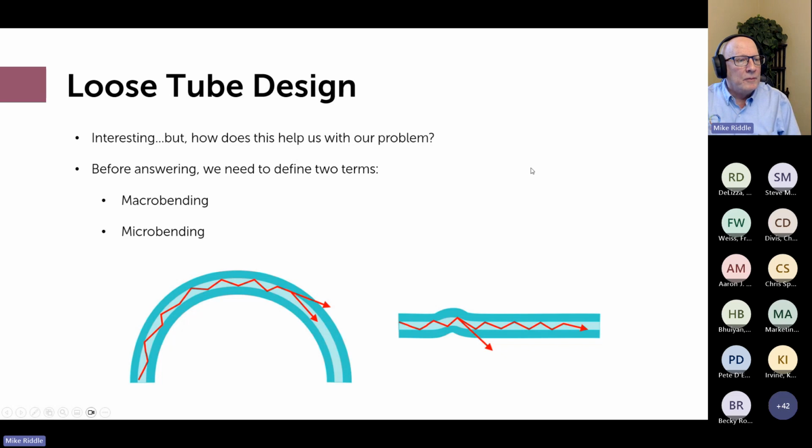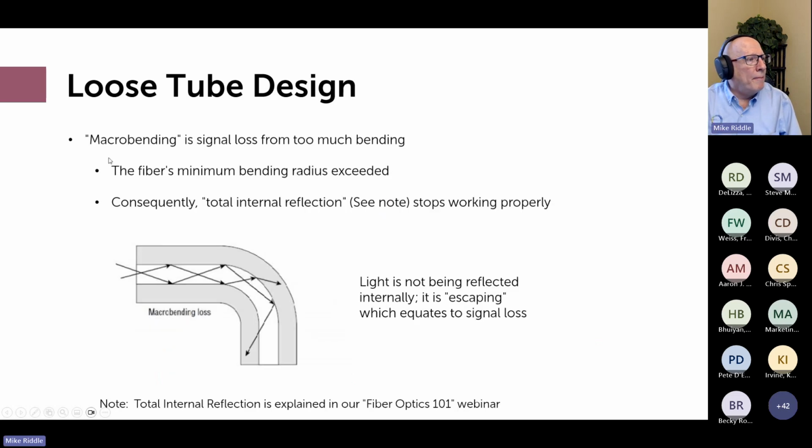Okay. So how does this help us with our problem? Well, this is a good point for us to go ahead and define the term macro bending, which came up earlier. And we're going to add another term there too called micro bending. So macro bending is signal loss from too much bending of the fiber itself. So you've exceeded the fiber's minimum bending radius. And what's going on is that total internal reflection stops working.